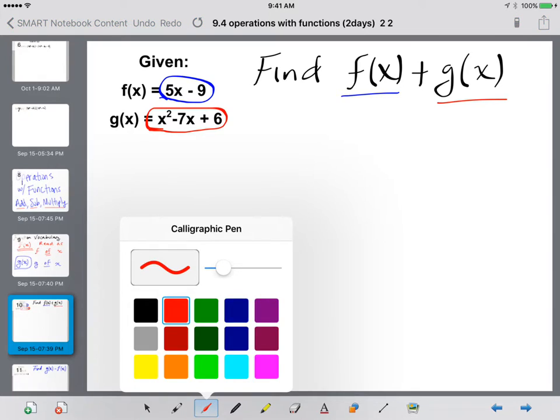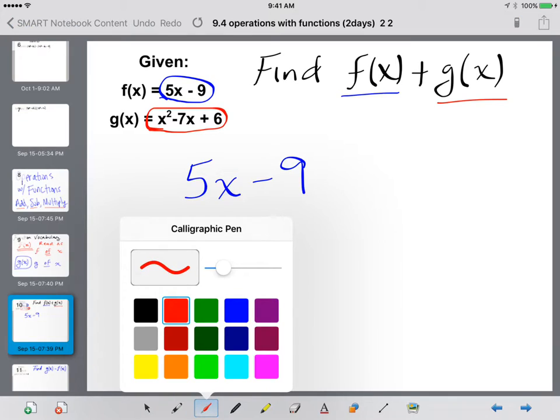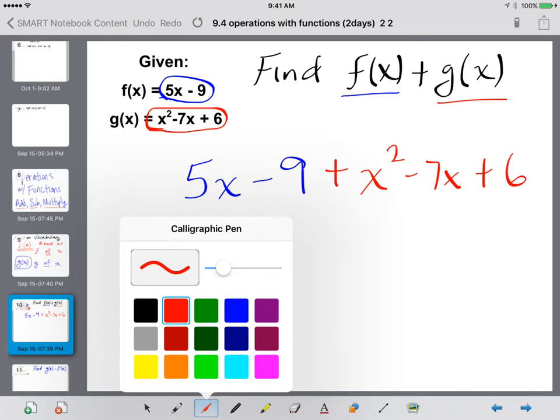All we need to do is take the equation for f of x, which is 5x minus 9, and I'm going to add it with x squared minus 7x plus 6. I write it all out in one line, f of x plus g of x. I put both equations together, and now all we are looking for is like terms.